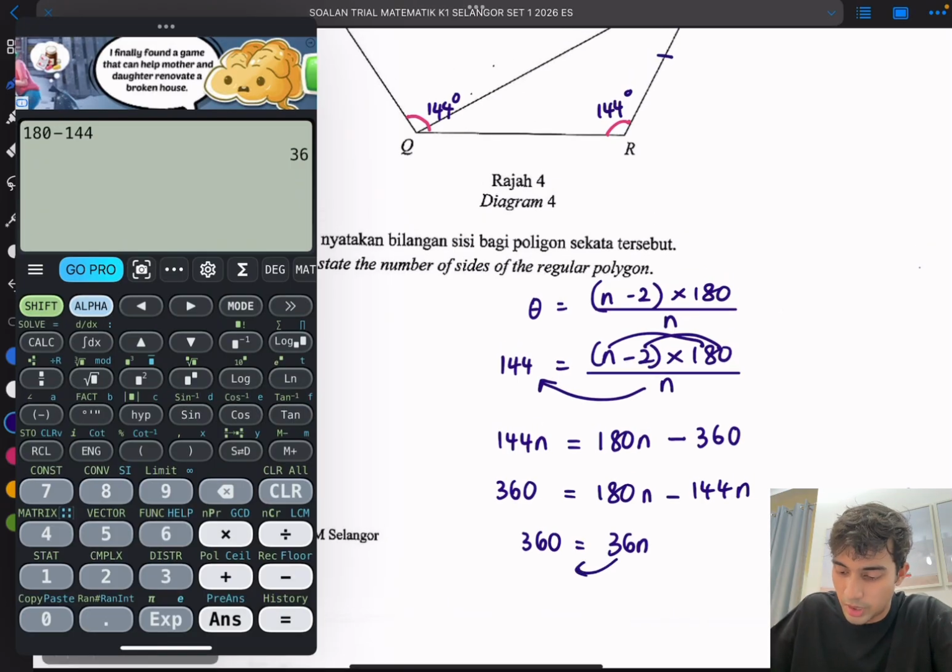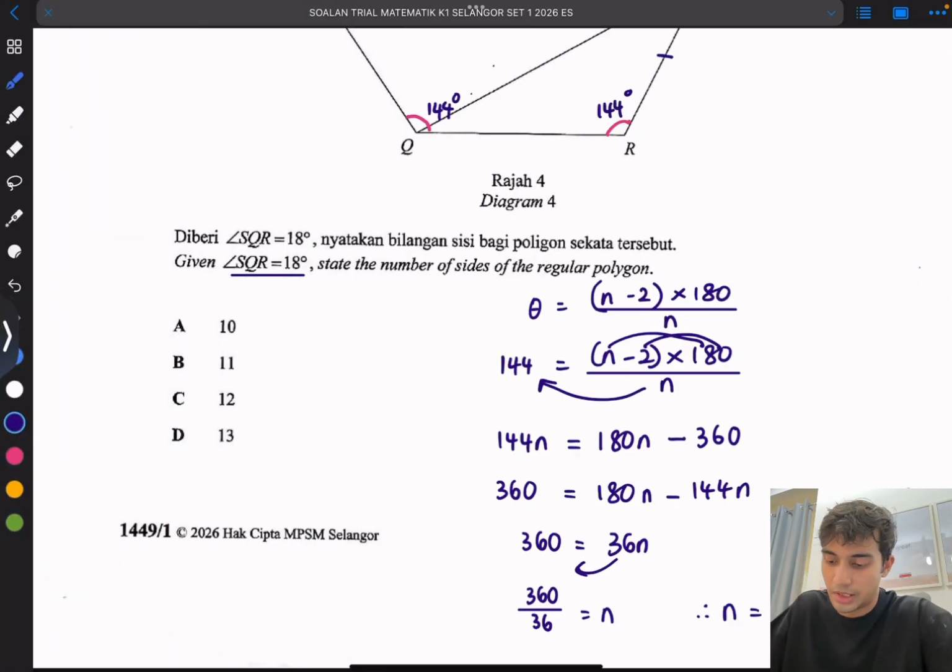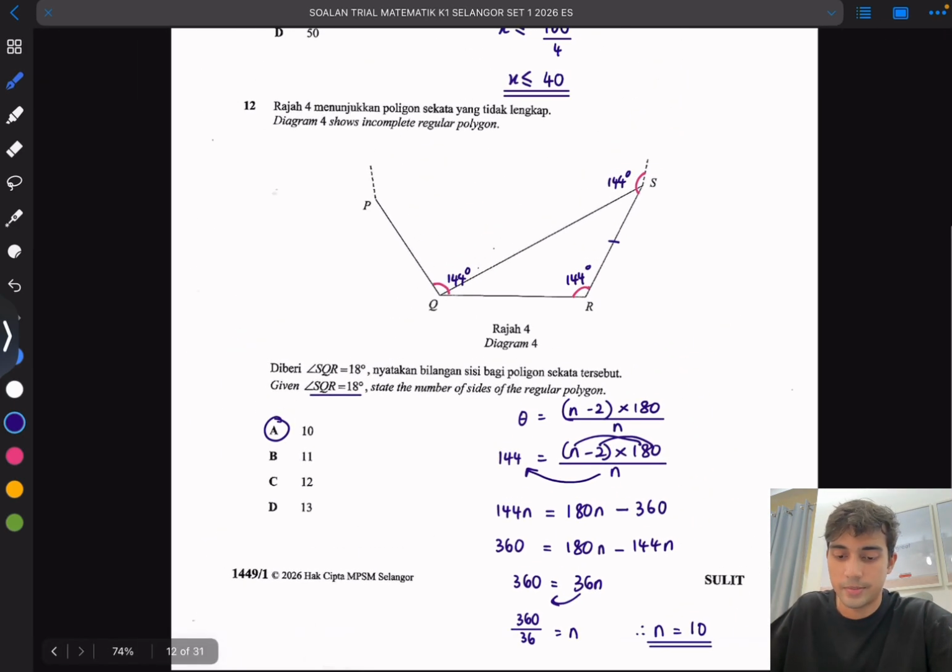So 36 you bring here, it becomes divide. So 360 divided by 36. Therefore, n will equal 10. 360 divided by 36 is 10. So this polygon has 10 sides. A.